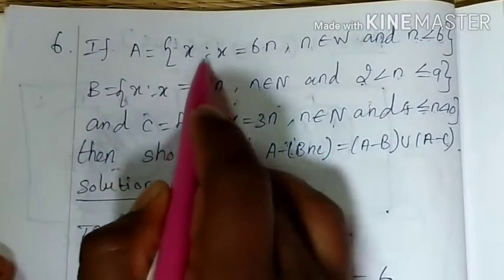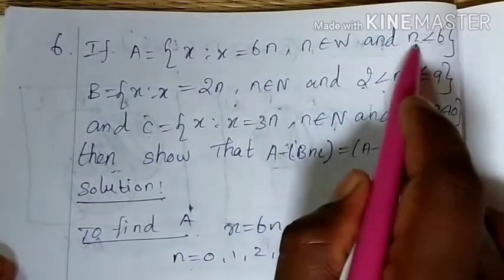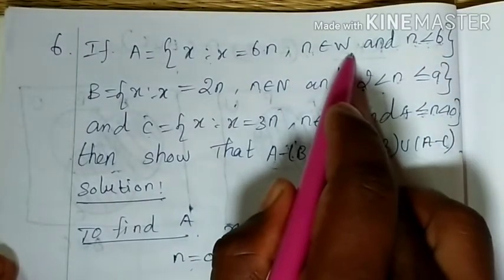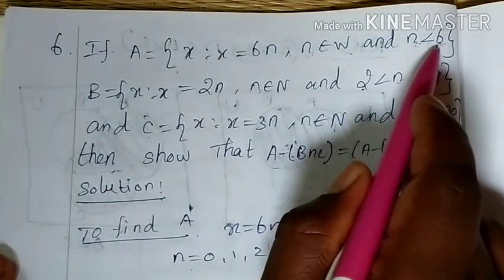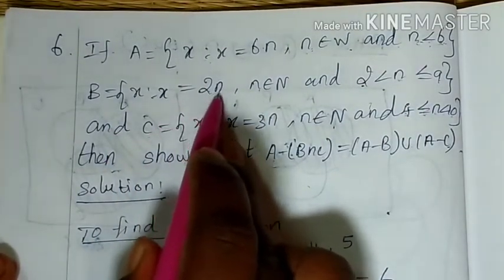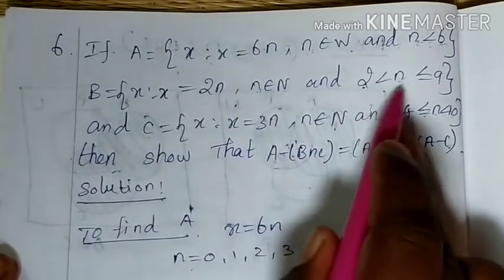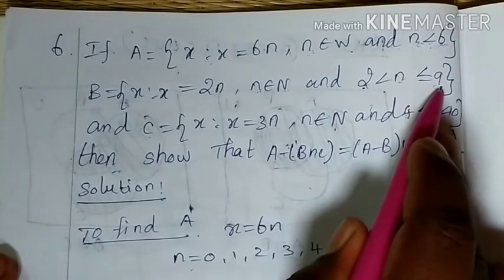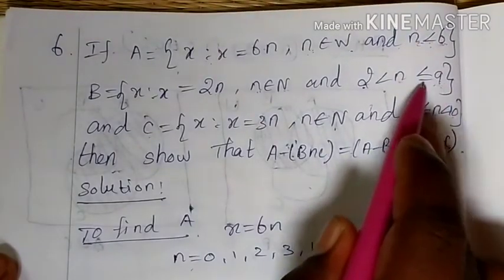If A is the set of all x such that x is equal to 6n, n belongs to W and n is strictly less than 6. The n is taken from the whole numbers. Whole numbers are 0, 1, 2, 3 and so on. Below 6, so 0, 1, 2, 3, 4, 5 values only. Then B is the set of all x such that x is equal to 2n, multiples of 2, where n belongs to capital N, and 2 is less than n less than or equal to 9. The n lies between 2 and 9 and also equal to 9. So 3, 4, 5, 6, 7, 8 as well as 9.